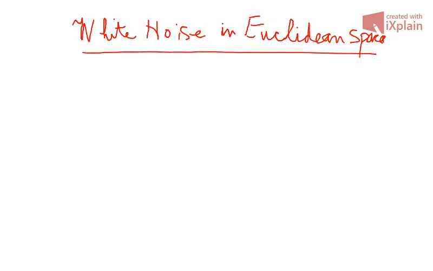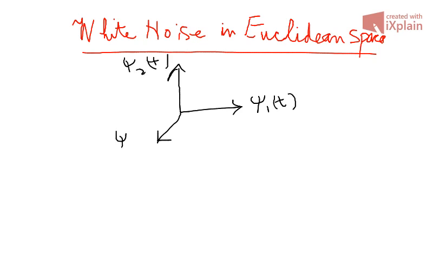Before going to the actual topic, where we have to represent the white noise in Euclidean space, let me recall the concepts of three-dimensional Euclidean space, which you learned earlier in my previous lectures. So if we recall that one, we can represent our signal in three-dimensional space, where these axes are psi 1 of t, psi 2 of t, and psi 3 of t.